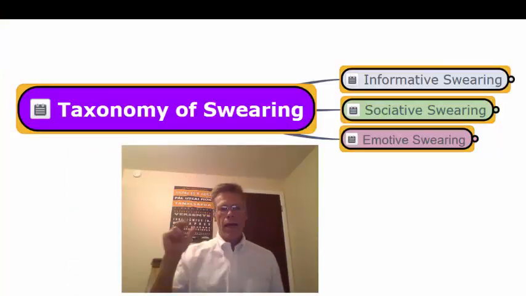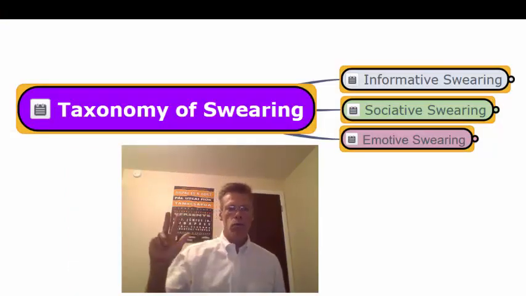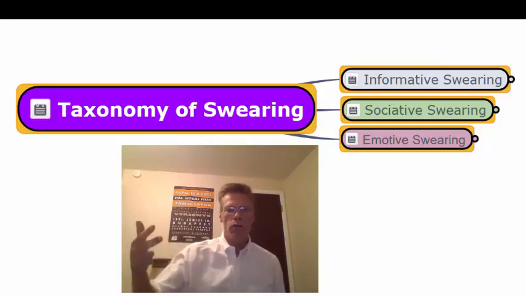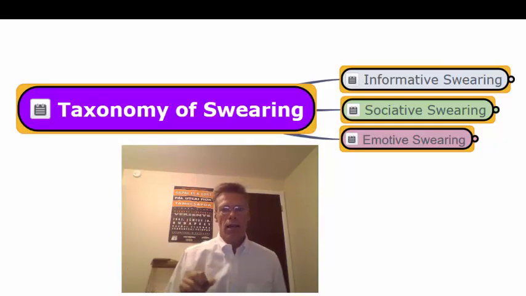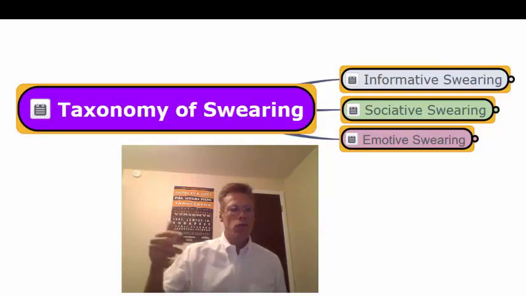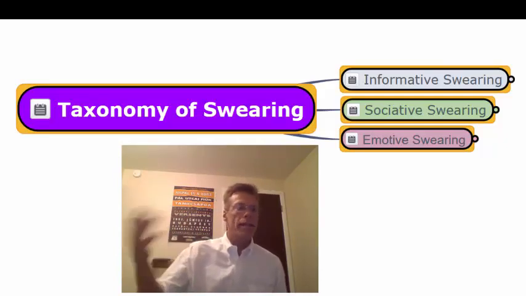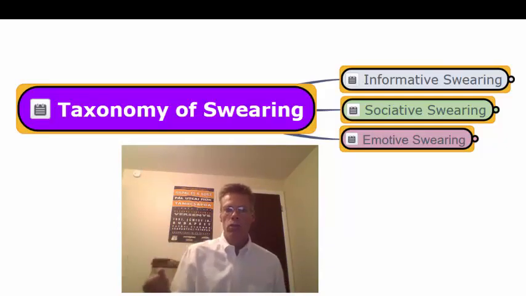So again, to summarize, we have the three aspects of swearing, the use of taboo words. We have informative, associative, and emotive. In other words, taboo words can be used informatively, associatively, and emotively. But I want to emphasize that these three types of swearing are not mutually incompatible. It's not the case that it's got to be just one type of swearing. A taboo word may be used informatively, associatively, and emotively simultaneously. And in fact, that's often the case.